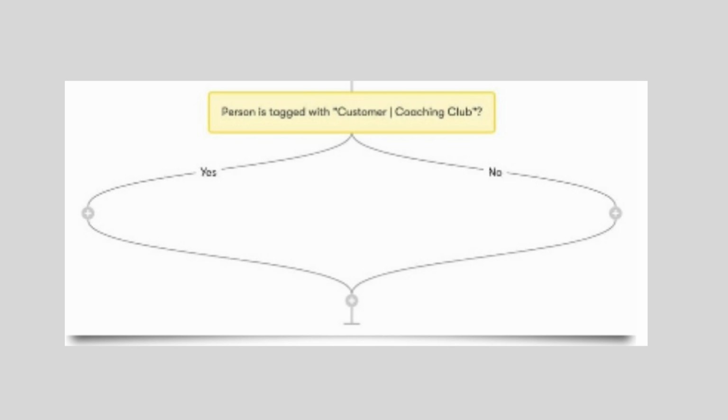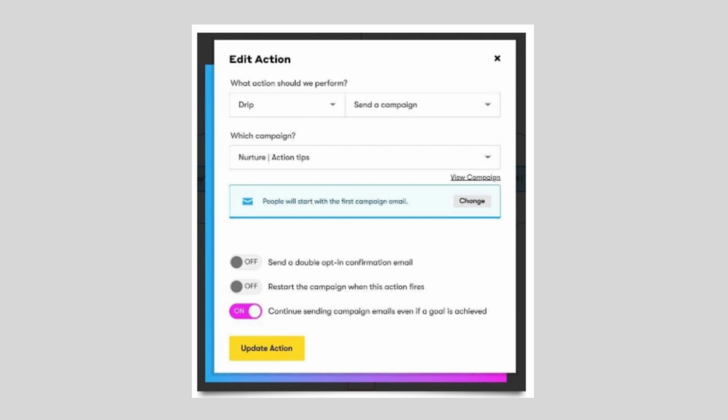If yes, then you can define an action. If no, then you can define a different action. Let's start with the No side and tell Drip that you want it to perform an action. The action that you want it to perform is to send a campaign. The campaign you want it to send is your 2-week sales funnel, as an example. Then click Update.